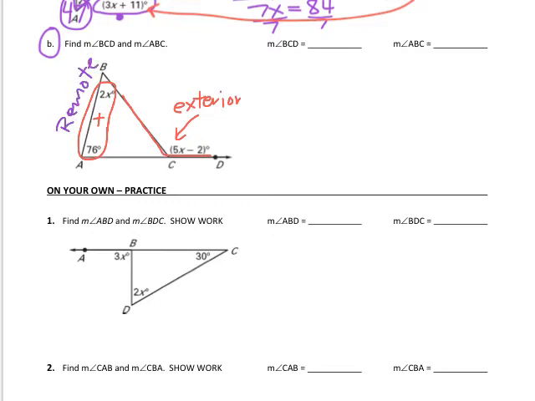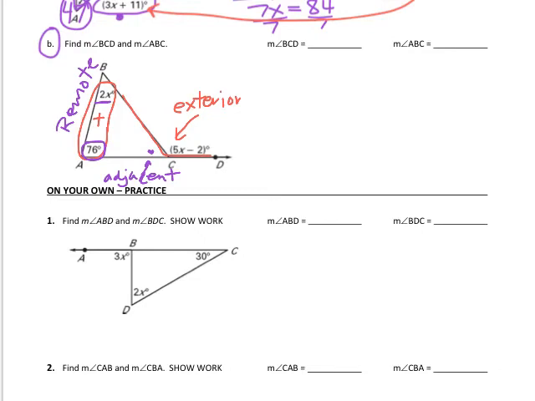Okay, so you probably already know that an adjacent angle would be the one right next to the interior angle. So we would call this one adjacent. And then the other 2 angles, this 2x here and the 76 here, are going to be the ones that we call remote or non-adjacent.